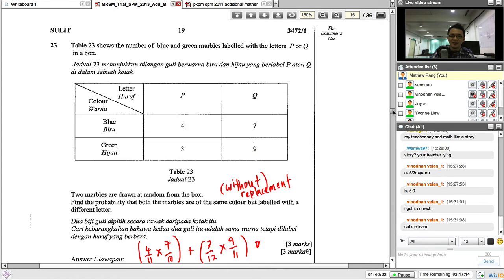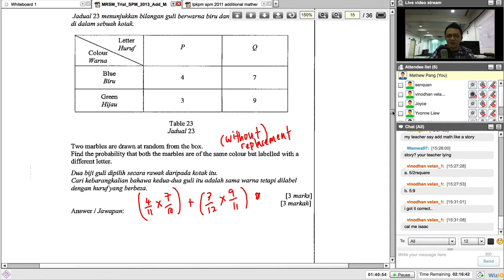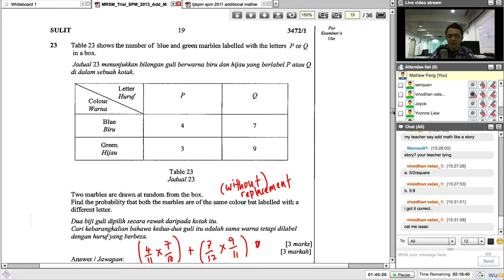Yeah, but this question is a bit weird because it doesn't say how they actually group them in the box. They just say the number of blue marbles and green marbles labeled with letter P and Q, P or Q in a box. Is this a whole one box here? In a box. Yeah, but I think it's done this way. I don't think it's so complicated for this kind of question. Okay, let's move on.